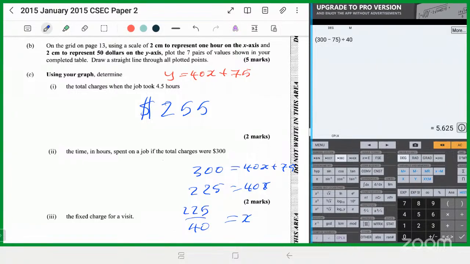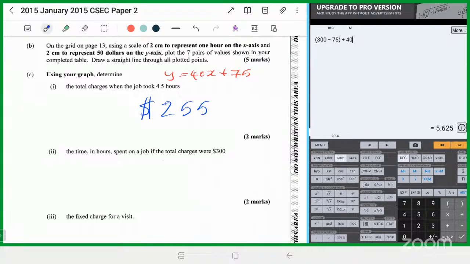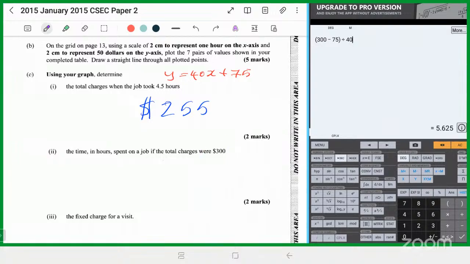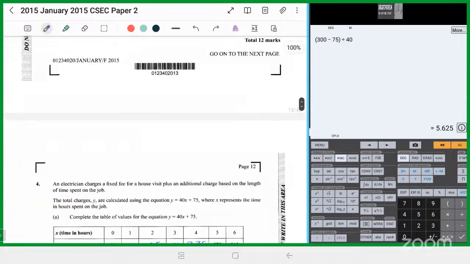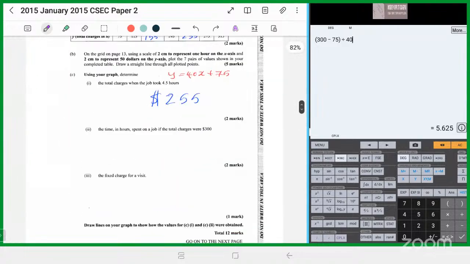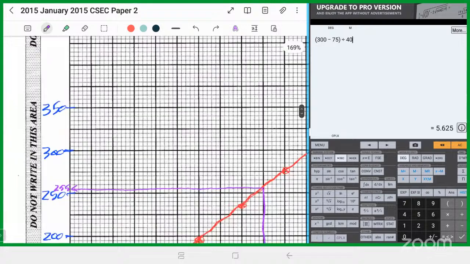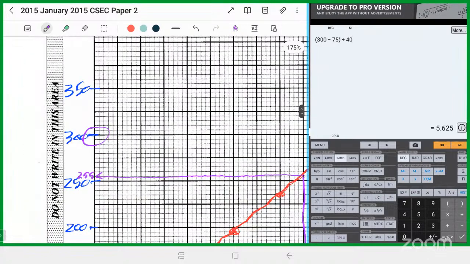5.625. But if you give them 5.6 or 5.5, they'll accept it because they use your graph. So I have to give them an answer close to that. But to show you do it on the graph, you come across to the value on the graph and plot down to see what the time is. At 300, come on the graph, 300 is right here. You come across on the graph at 300.